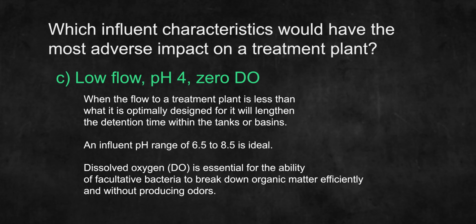Lastly, the third influent characteristic, DO, or dissolved oxygen. If that's 0, that is not a good thing. DO is essential for the ability of facultative bacteria to break down organic matter efficiently and without producing odors. If your influent has 0 DO, it's going to be much more difficult to treat right off the bat, and will likely be producing worse than normal odors upon arriving at the plant. For those reasons, choice C is the correct answer.